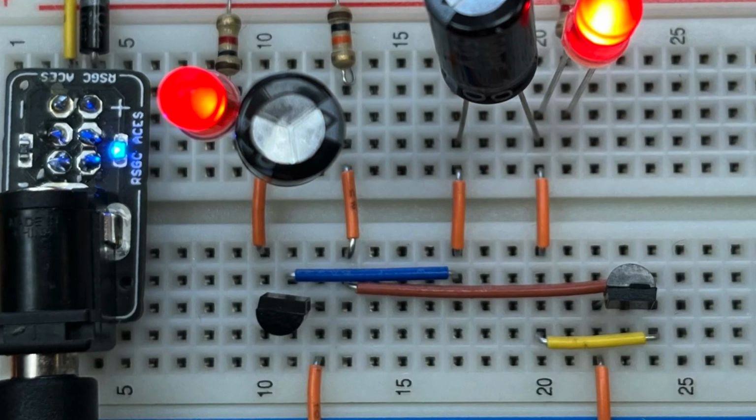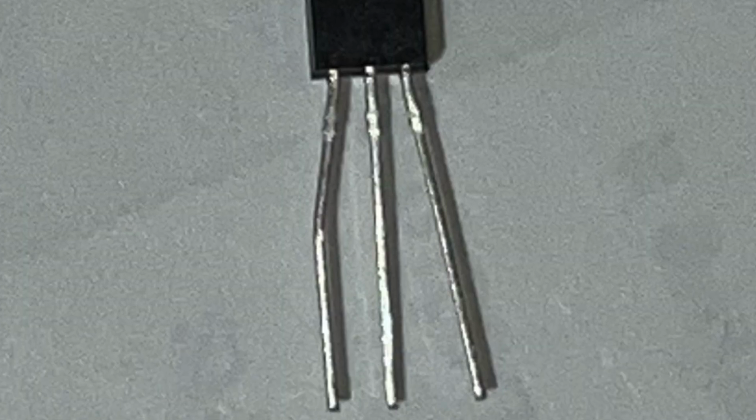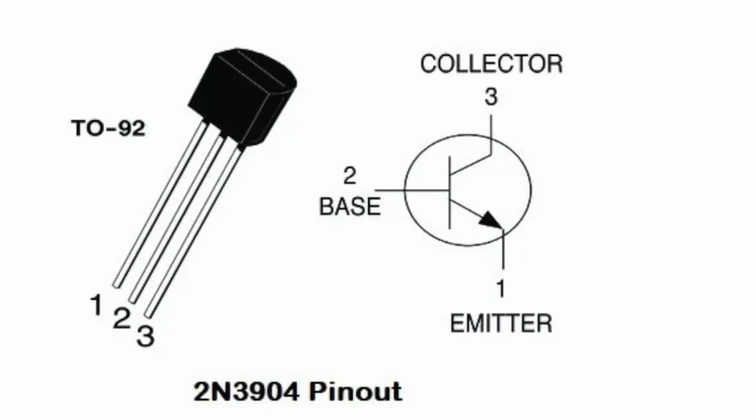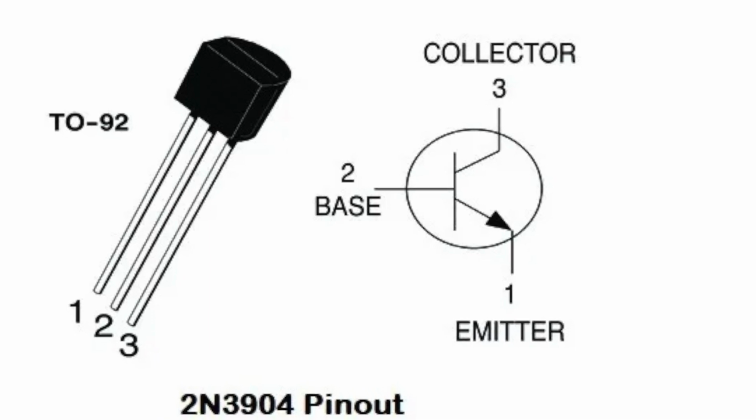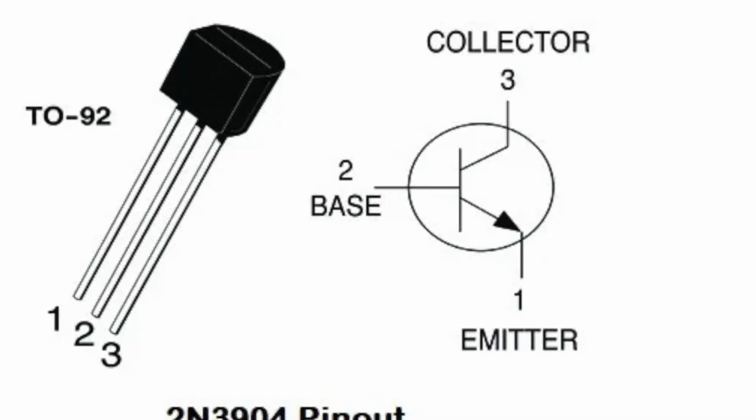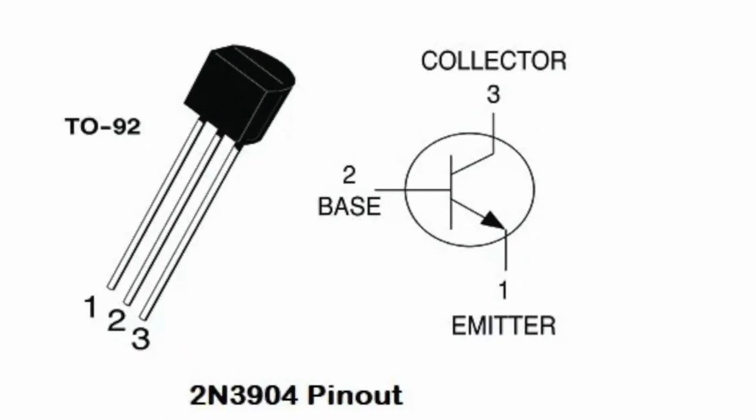The transistor is a crucial component of the circuit. The ones used in this circuit are the 2N3904s. When looking at the flat side of these transistors, moving from left to right, the collector lead receives the current while the emitter emits current.